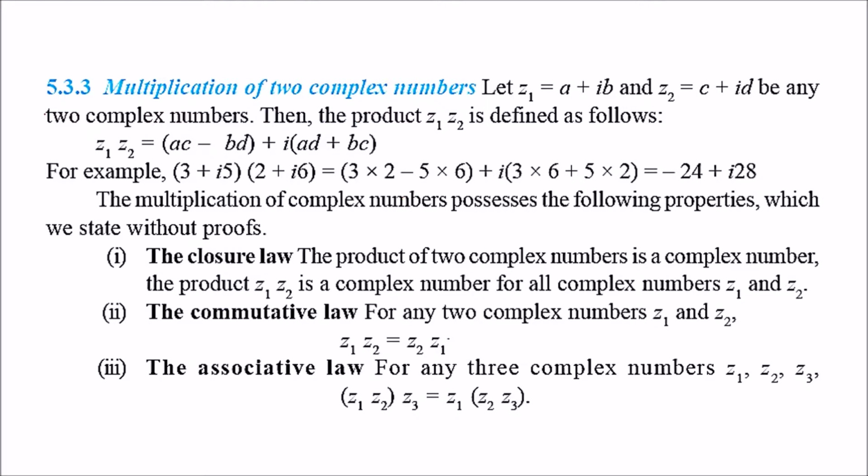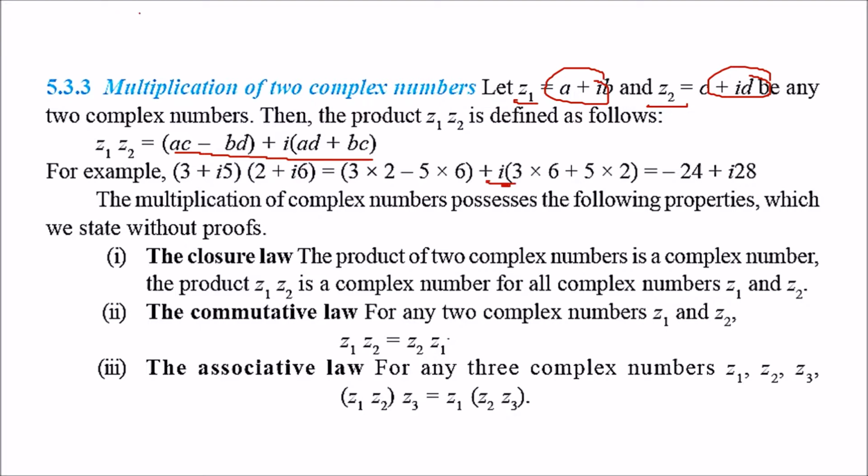What about multiplication of two complex numbers? When you multiply two complex numbers, if z1 is a + ib and z2 is c + id, and you want to multiply them, this is going to be the result. You can memorize it, or I'll tell you how to do it.